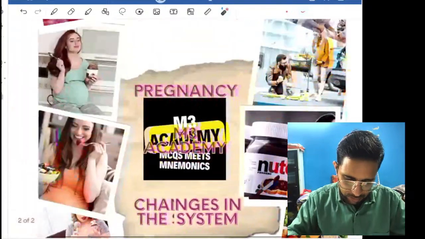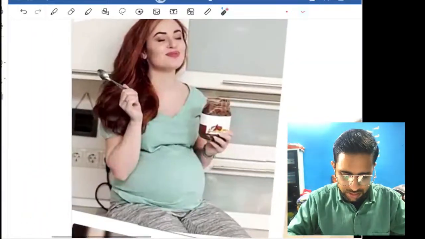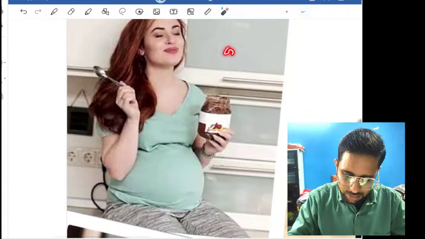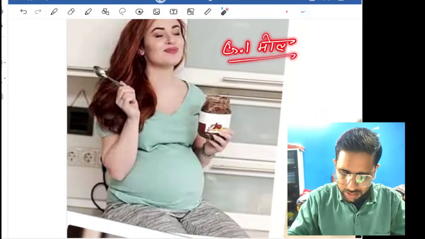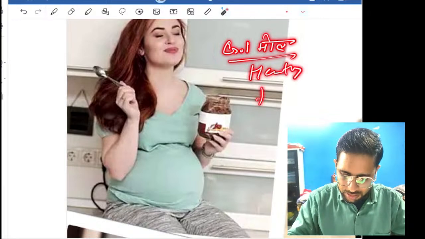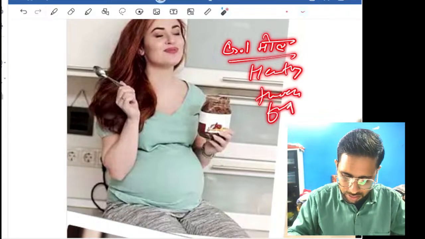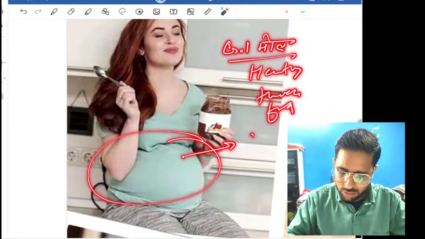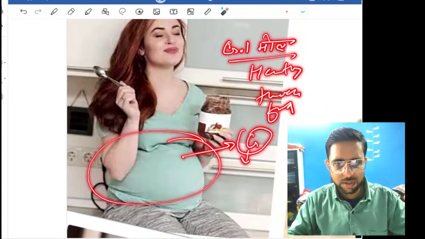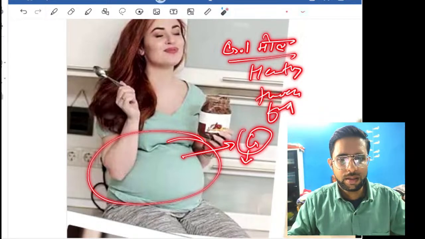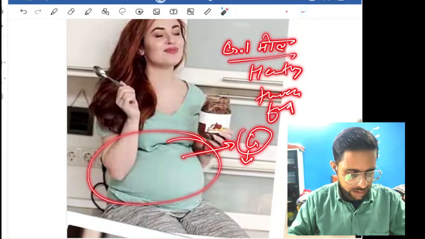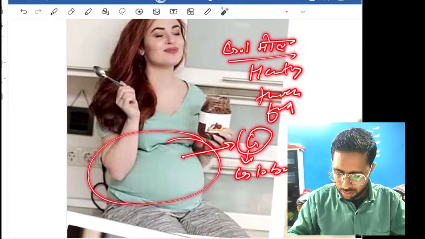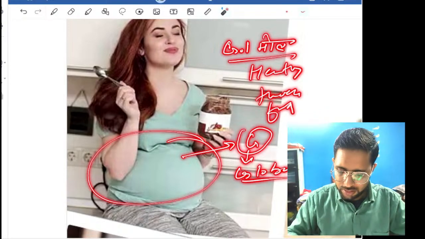And see this female, this is the gol mol female. Gol mol means healthy, thick, healthy or fatty female. You can say this is a healthy female. So gol mol is G4, which plasma protein increases in pregnancy? Tell me in the chat box which plasma protein increases in pregnancy. G4, globulin. Globulin increases. So all the globulins like sex hormone binding globulin increase.